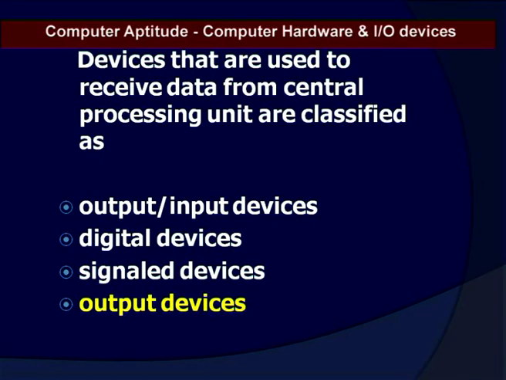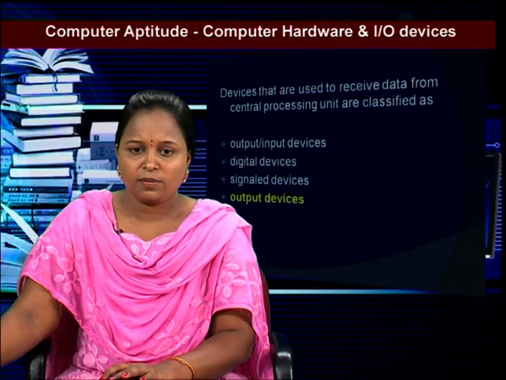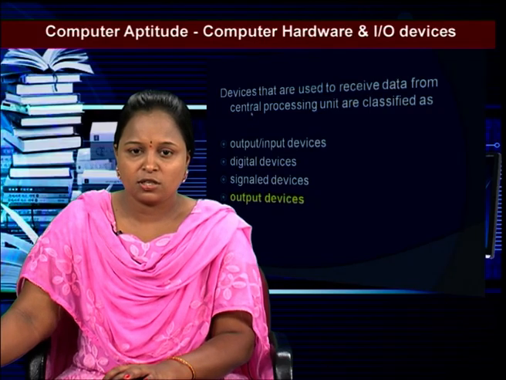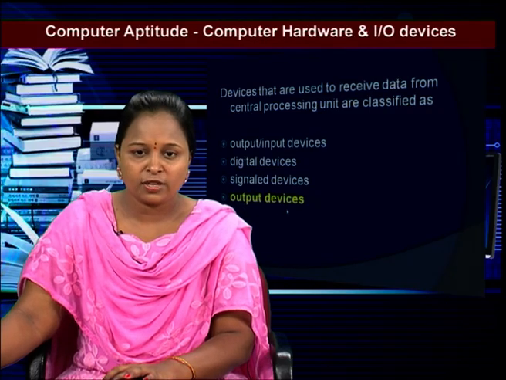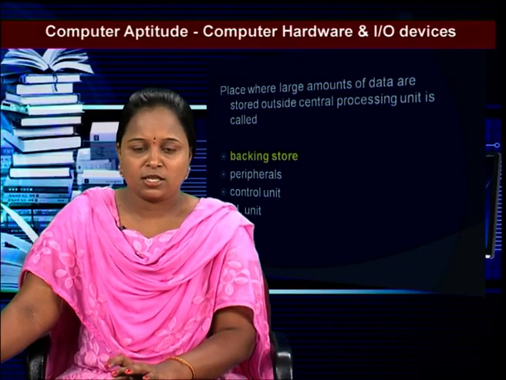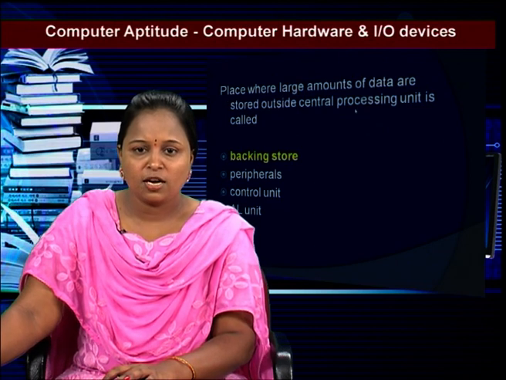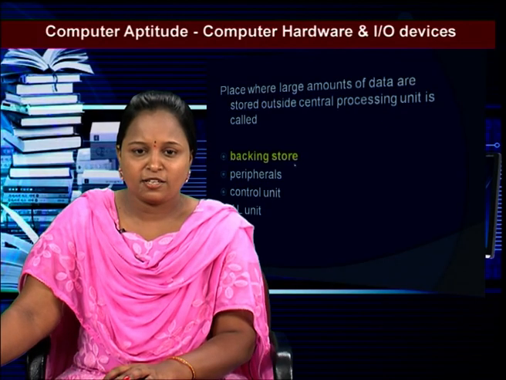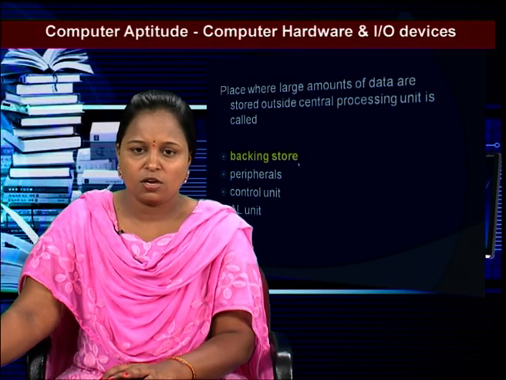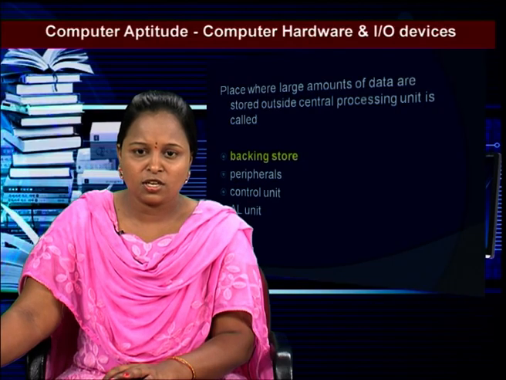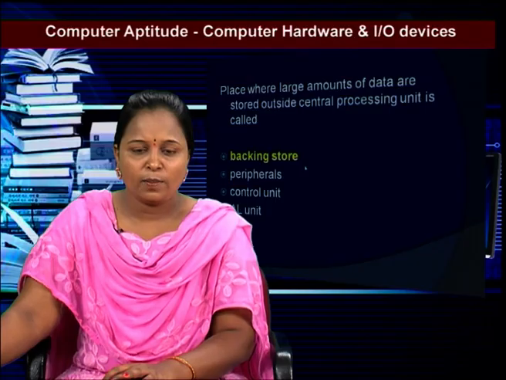Next, coming to the questions. Devices that are used to receive data from the central processing unit are classified as output devices. So the output device is the perfect answer here. Next question: the place where a large amount of data is stored outside the central processing unit is called the backing store. Backing store means data stored outside of the central processing unit.